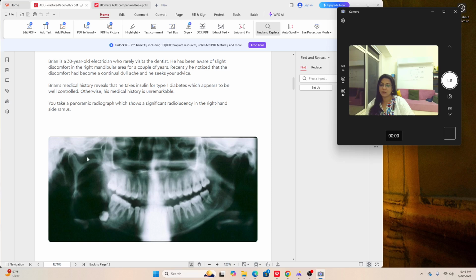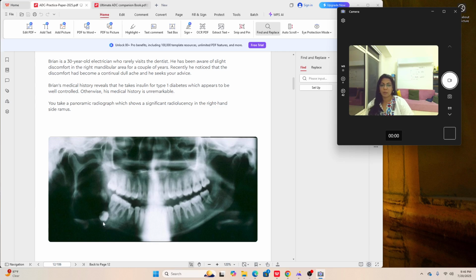You see where my arrow is going? Huge radiolucency in the ramus. You can compare this ramus to this ramus on the other side, and you see practically the entire bone is being eaten up. It's just an outline of the mandible that is left. And then there is a tooth which is stuck inside. There is a missing tooth in the mouth clinically, but there is a tooth which is stuck inside the lesion.